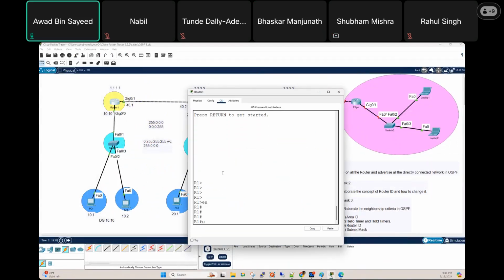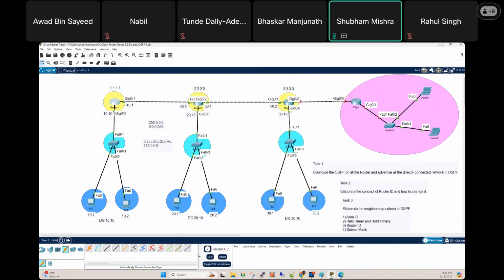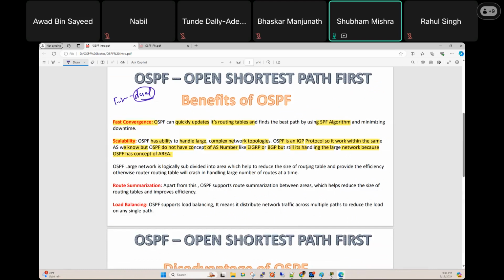So this process ID is also linked here. Router OSPF, question mark. There is no concept of public or private like this. It means from 1 to 65,535 you can choose any process ID. Done, everyone? Understand?